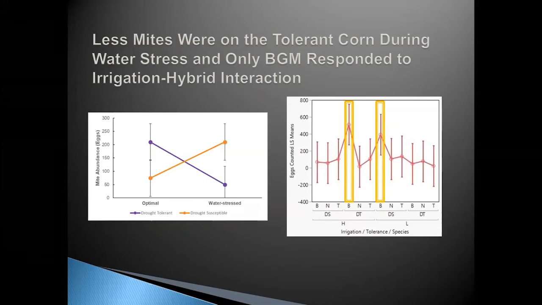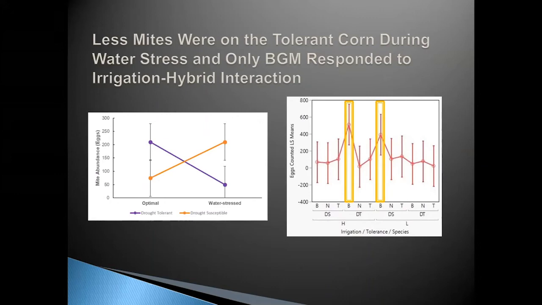What we found was that fewer mites were present on drought tolerant than drought susceptible corn during water stress, as you can see in the water stressed column in that left chart there. So in orange, the drought susceptible corn variety with spider mites was higher than the drought tolerant under that water stress.